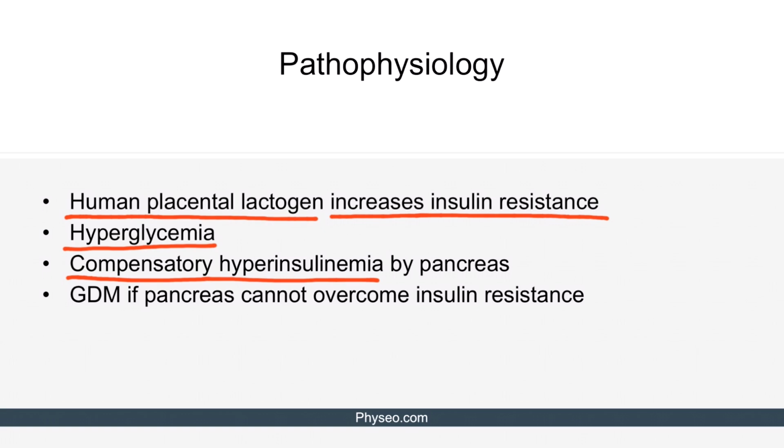While most women can release sufficient insulin to overcome insulin resistance, some cannot. In these patients, the pancreas cannot sufficiently upregulate insulin production, resulting in persistent hyperglycemia, that is, gestational diabetes mellitus.